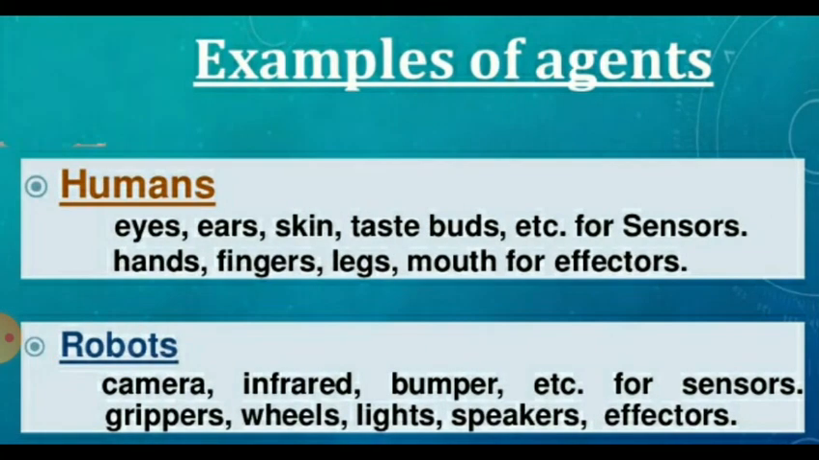Now the examples of agents, as we have seen earlier. The human agent has eyes, ears, skin, taste buds, etc. for sensors, and hands, fingers, legs, mouth for effectors. Then the artificial agent, that is, robots. It has a camera, infrared, bumper, etc. for sensors, which sense the input from the environment, and it has grippers, wheels, lights, speakers, which act as effectors.